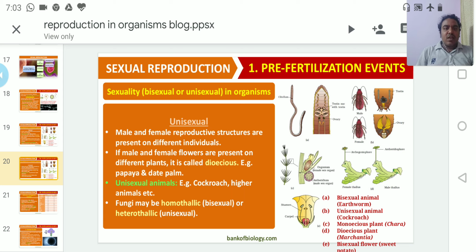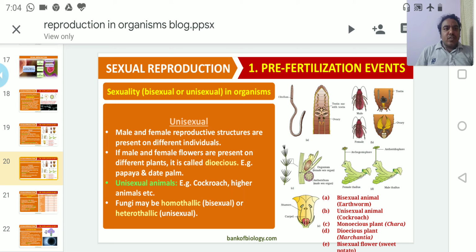Examples: papaya, date palms. Okay, and if we take an example of animals, cockroaches and higher animals are unisexual animals. That means male cockroaches are different, female cockroaches are different. And generally in lower level organisms we can see this based on the reproductive structures. If you take an example of fungi, they may be homothallic. Homo means similar. In the case of bisexual we use the terminology homothallic, and in the case of heterothallic, the unisexuality, they are present in different organisms.